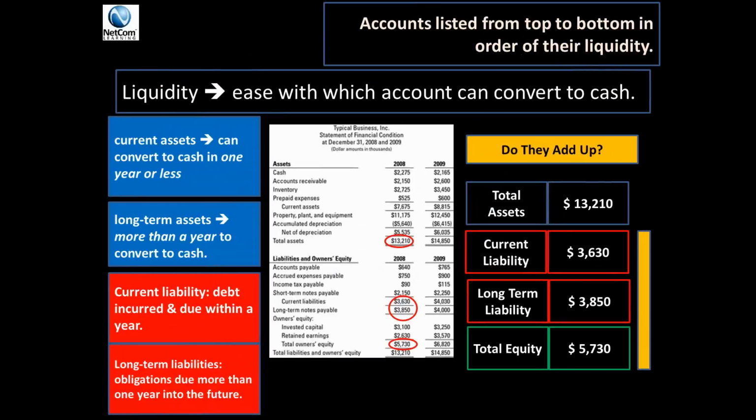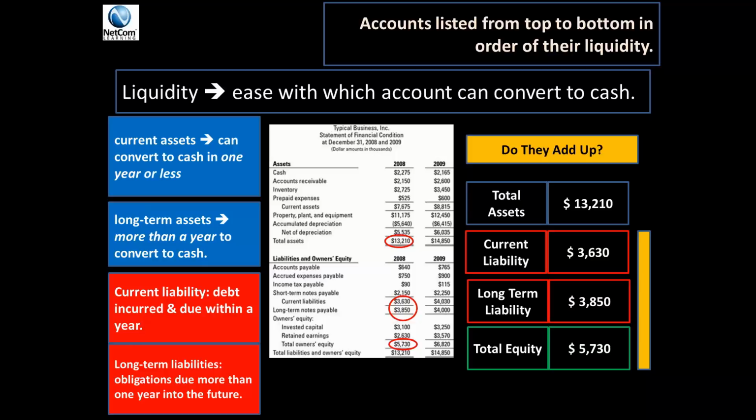Now, accounts are listed from top to bottom in order of liquidity. So let's go over that again, but with specific numbers. Now, liquidity is defined by the ease with which an account can convert to cash. So obviously, cash is already cash, and if you own a building, even though it is an asset, it might take some time to convert a large building into cash. Now, a current asset is an asset that can convert to cash within a year or less, and a long-term asset is an asset that takes more than a year to convert into cash.